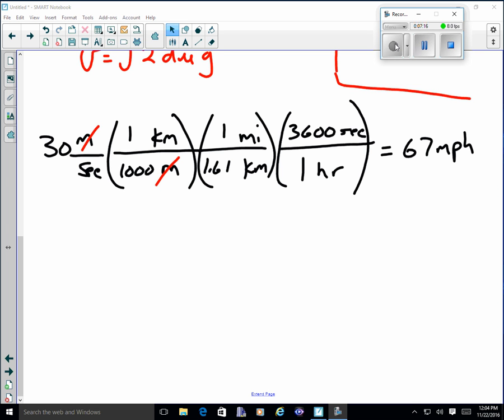Now, I'm going to tell you this. When you get your answer, this will be the minimum speed that that car was going. It could have been going faster, and the brakes just didn't grab fast enough. Make sense? So whatever answer you get is the absolute minimum speed that that car was going.